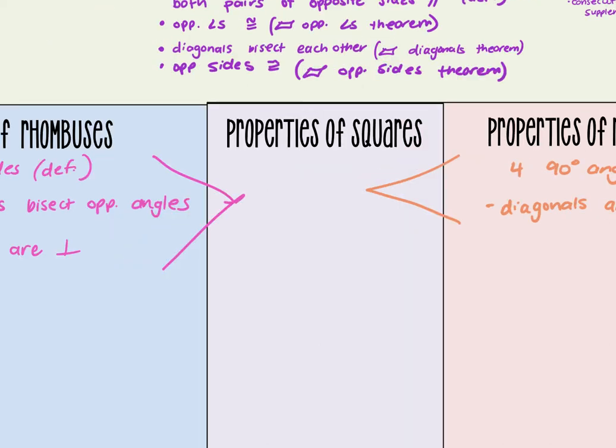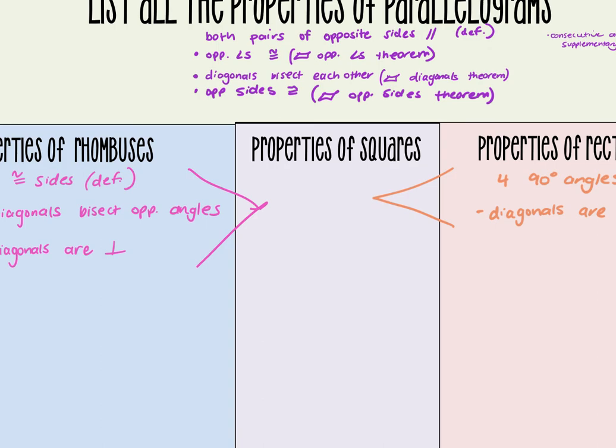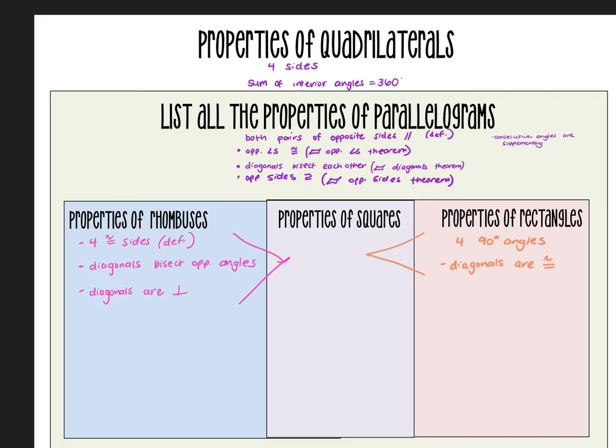So all the properties of the quadrilaterals trickle down to the parallelogram, to the rhombus, to the square, to the rectangle. Hold on. All the properties of a parallelogram trickle down to a rhombus, to a square, and to a rectangle. And all the properties of the rhombuses and the rectangles trickle into the squares, okay? So I'm gonna erase those arrows because they got confusing.